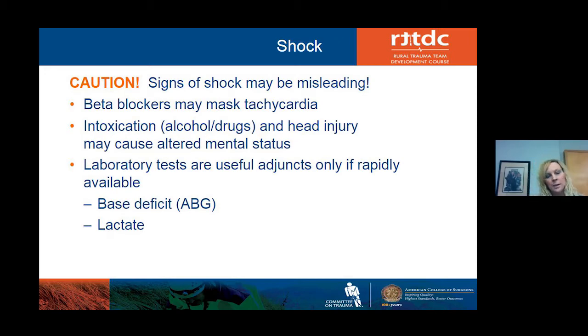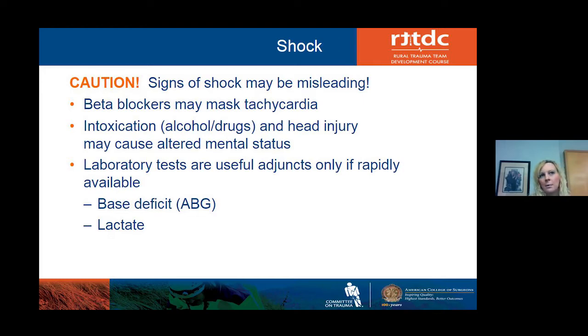Some laboratory tests that can be useful adjuncts, if they're rapidly available, obviously, are base deficits and lactates. Now, the initial base deficit and the initial lactate can have you think that, okay, maybe the patient is in shock. But more importantly, we utilize these things at tertiary care centers to follow them. So we follow the lactate and use that to guide our response.